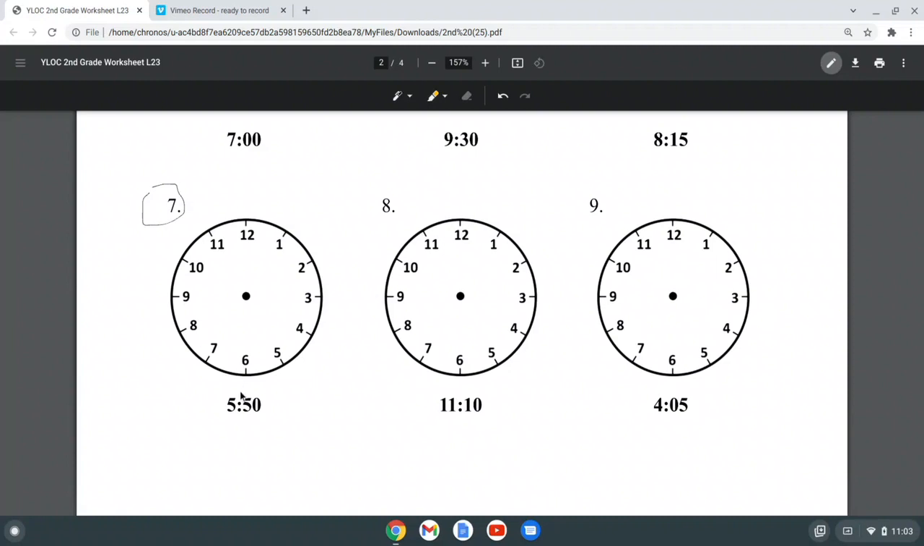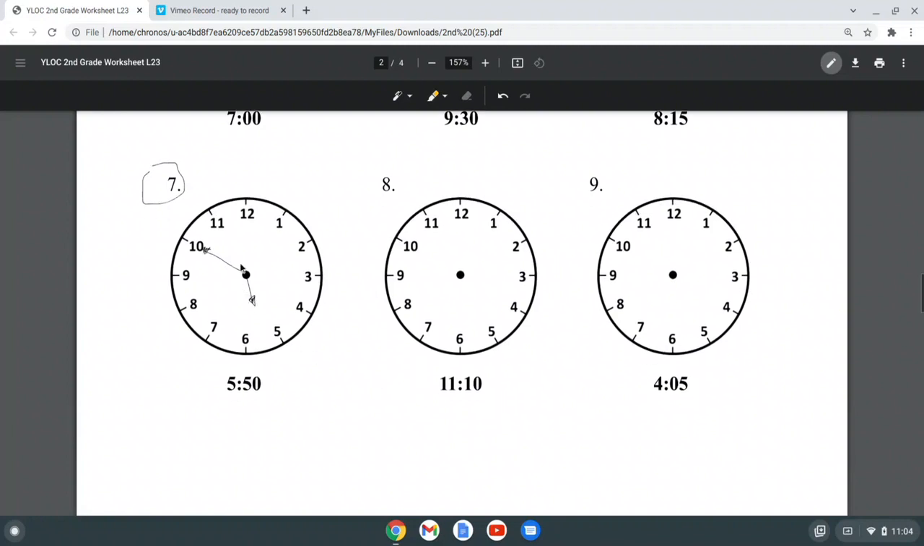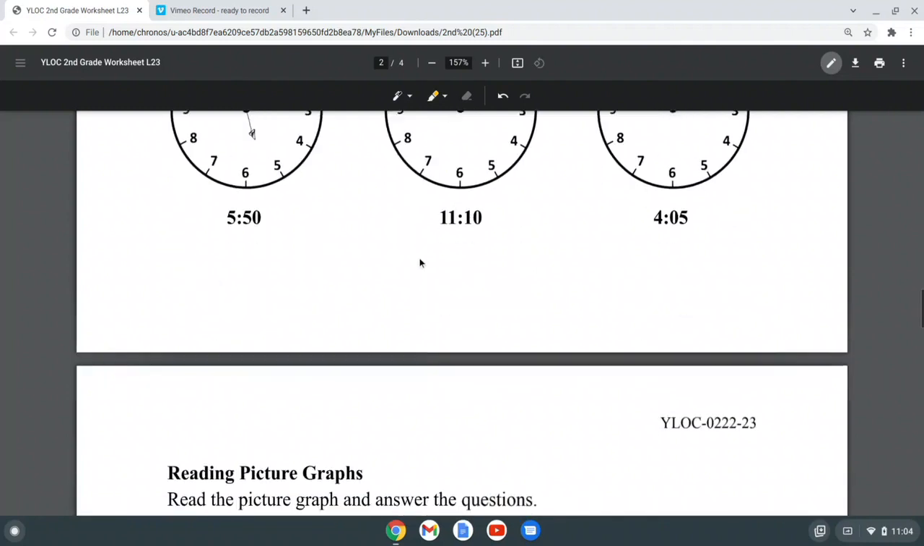Next we have 5:50. So 30, 35, 40, 45, 50. So the long hand will be at 50. This is the long hand, and then 5 would be the short hand. Point at 5. The hands could be whatever length, but if it's 50 or any number here, this would be the long hand.